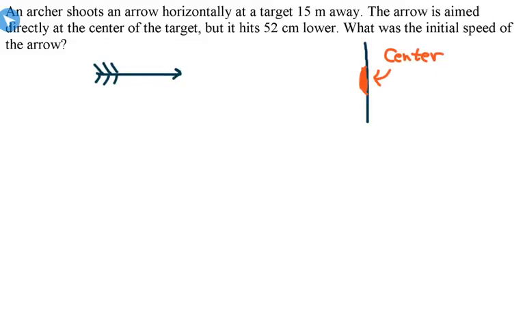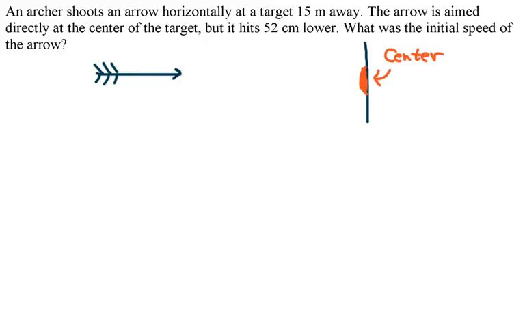In this example problem, we have an archer who shoots an arrow horizontally at a target 15 meters away. The arrow is aimed directly at the center of the target, which I've put a big red blob here where the center of the target is, but it hits 52 centimeters lower. What was the initial speed of the arrow?